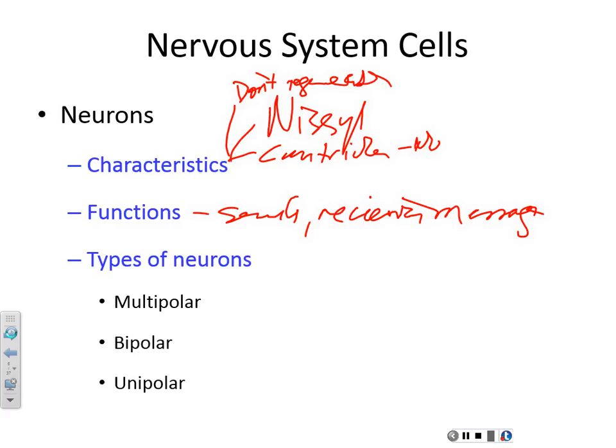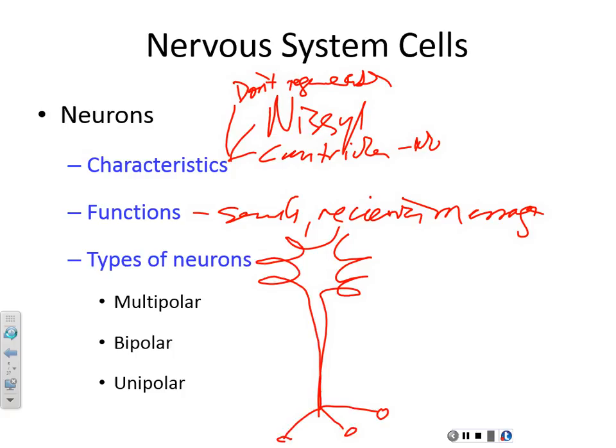There are three types: multipolar. There's more than this, of course. I'm just trying to be fast, right? You should know the characteristics of it as well. This part that generates the impulse starts with an H. It's called the hillock, right? Axon hillock. Or the trigger zone. Remember the trigger zone?